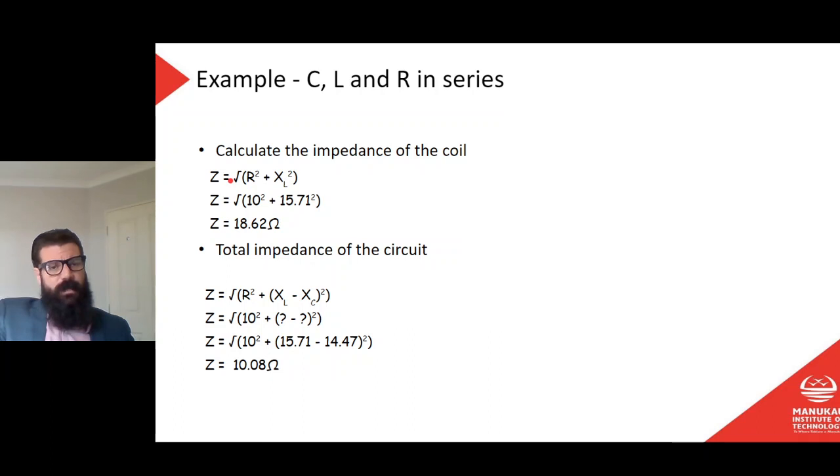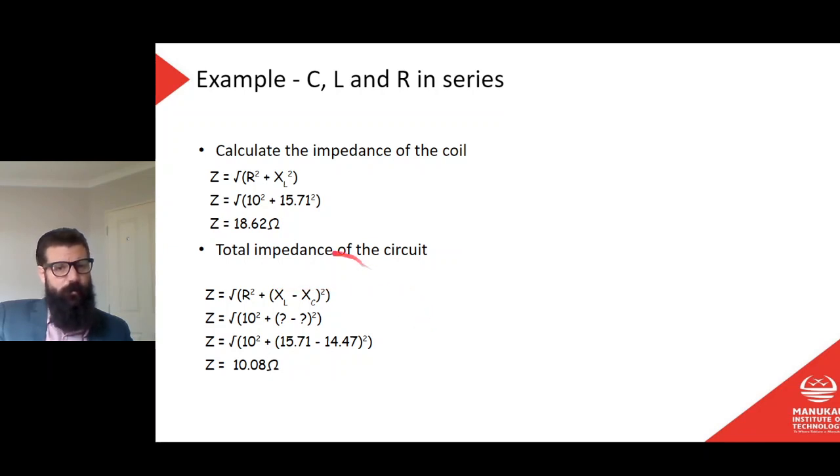So to get the impedance of the coil, then we want to work out that triangle. So we've got a triangle, we're going to have resistance on the bottom, we're going to have reactance on the side, and our impedance will be the hypotenuse. So we're going to use Pythagoras, so square root of R squared plus XL squared, which will be 10 squared plus 15.71 squared. So square root of that gives us 18.62. That is the impedance of the coil.